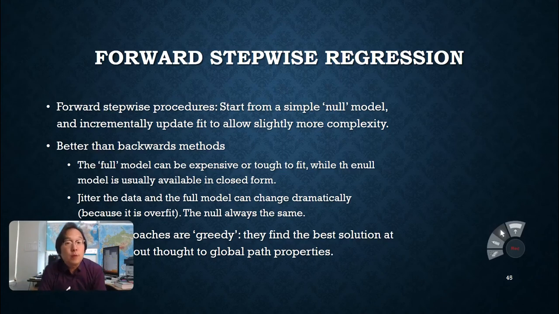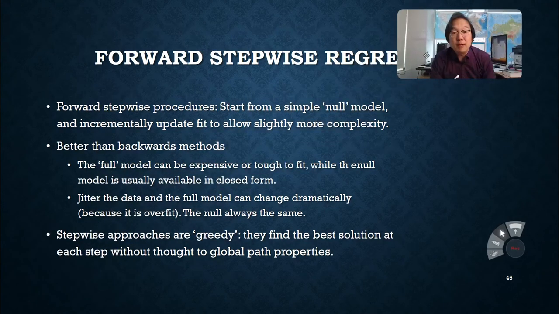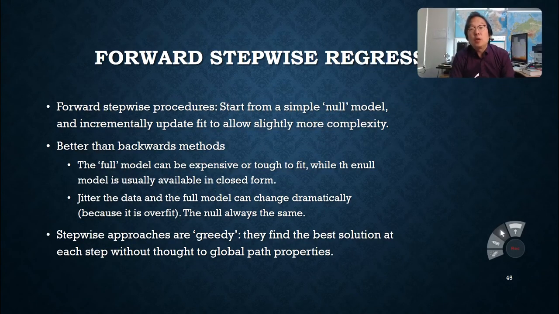So forward stepwise procedure: start from a simple null model and incrementally update the fit to allow slightly more complexity, and it is better than backward methods. Backward methods is what? Where you start with 200 variables in the semiconductor regression and then drop one, okay, one by one, 199, and then see which one works best, right, by throwing out. You can become clueless by doing that. It'll be much more screwy.